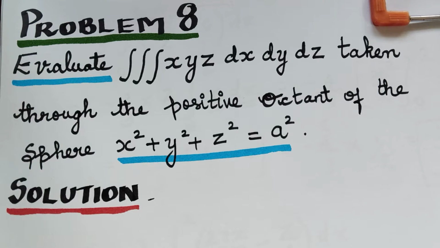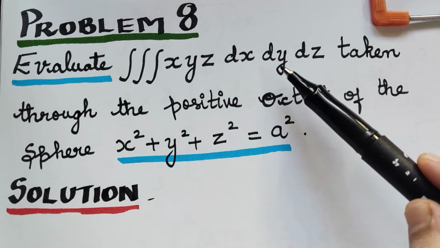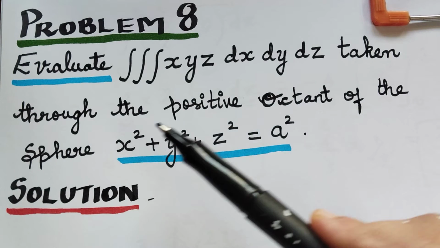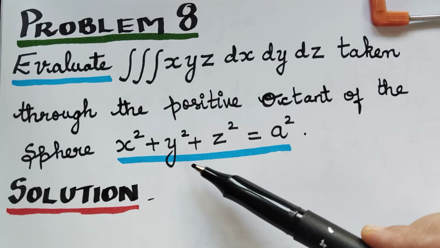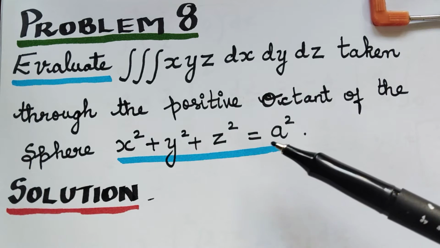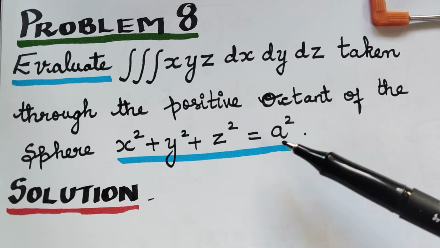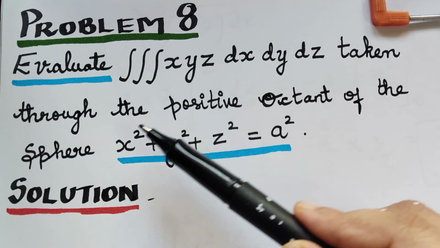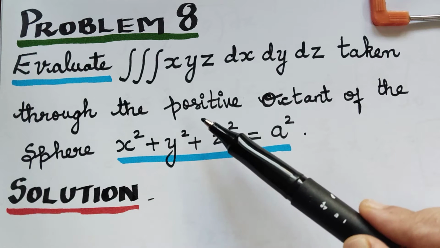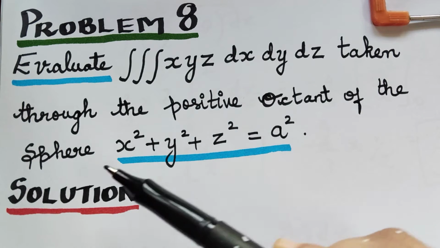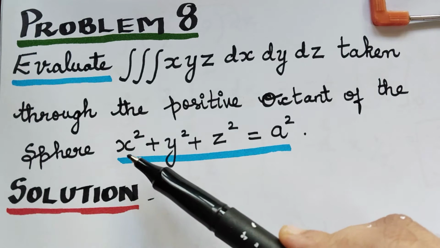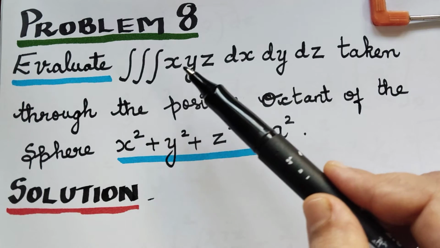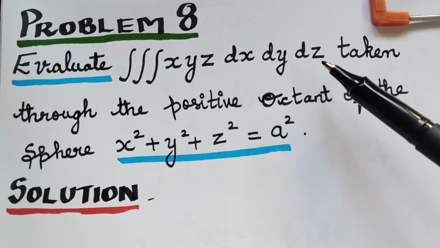The question is to evaluate the triple integral xyz dx dy dz taken through the positive octant of the sphere x square plus y square plus z square is equal to a square. So now the equation of the sphere is given here and we consider only the positive octant of the sphere. So considering the positive octant, we have to evaluate the triple integral xyz dx dy dz.